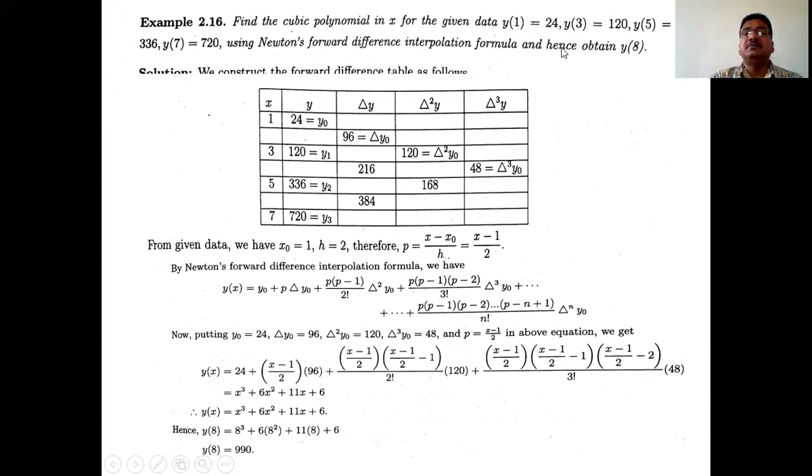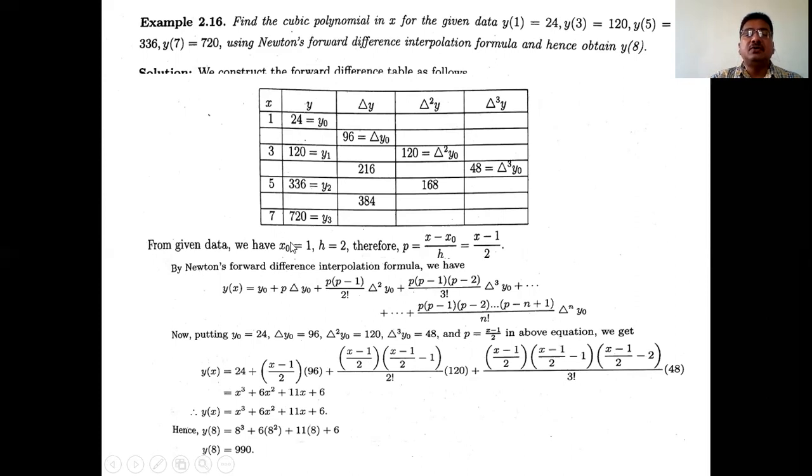So instead of the table, these data are given in this form. What are the values of x? 1, 3, 5, 7. And what are the values of y or f(x)? 24, 120, 336 and 720. And then find delta y, delta square y, delta cube y. And this is the forward difference table.